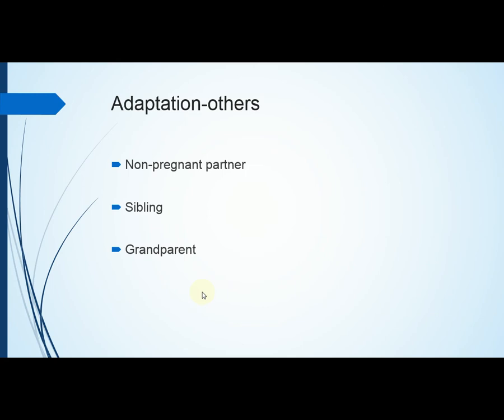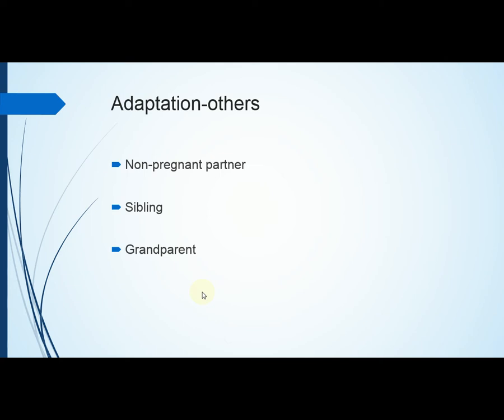Then we have others. We have lesbian parents, homosexual parents, siblings, and grandparents. The non-pregnant partner, if it's two females, may have a little bit of jealousy going on that one's pregnant and one is not. If it's homosexual partners, that's usually expecting a baby from a surrogate. They still have to do all these adaptations. So it's a little bit different with that non-pregnant partner depending on what sex that partner is and how they actually view the pregnancies. Siblings, of course, always have a little bit of jealousy going on.